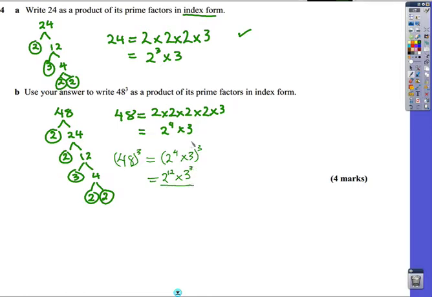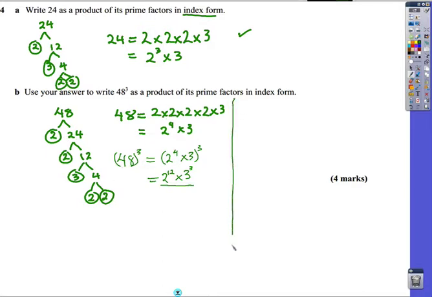And the only mistake they've made was they forgot to count the 2's correctly. So they wrote down 48 as 2 times 2 times 2 times 3. So one of their 2's was missing, and the power of this 2 to the power of 12 was wrong as well. So one person forgot to expand the brackets, and another person forgot a 2 in the factor tree.